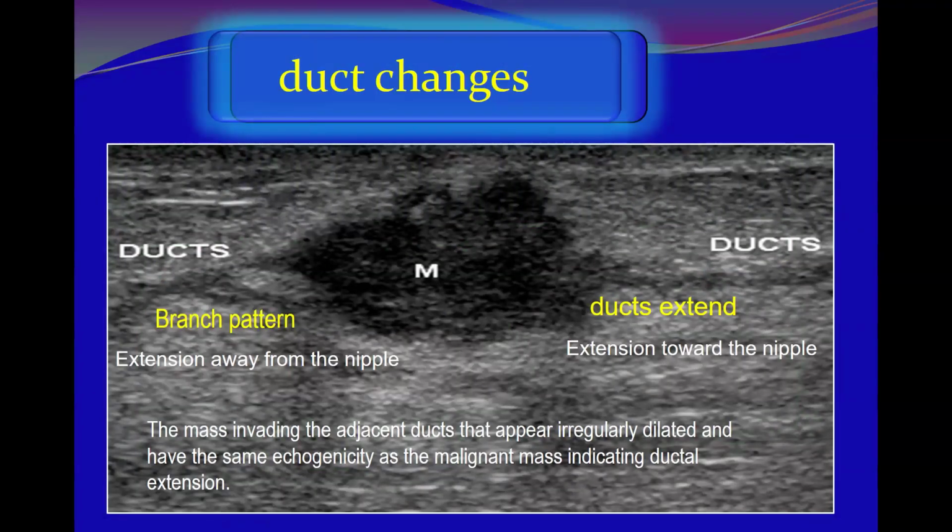Here we can see duct extension and what is called branch pattern. What is the difference between the two? I can see this is also my patient. This is a malignant mass, proven invasive duct cancer. Here I can see an irregular duct with soft tissue component extending toward the nipple. We call it duct extension.